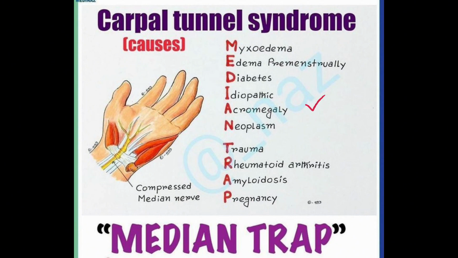Acromegaly is abnormal growth of the hands, feet, and face caused by the overproduction of growth hormone by the pituitary gland. Neoplasm is an abnormal growth of cells. Trauma is the challenging emotional consequences that living through a distressing event can have for an individual. Rheumatoid arthritis causes joint pain, swelling and stiffness. Amyloidosis is a rare disease that occurs when a protein called amyloid builds up in an organ and makes the organ not work properly. And the last one is pregnancy.